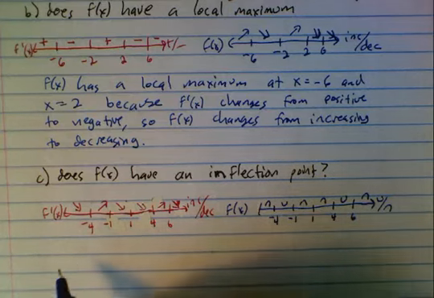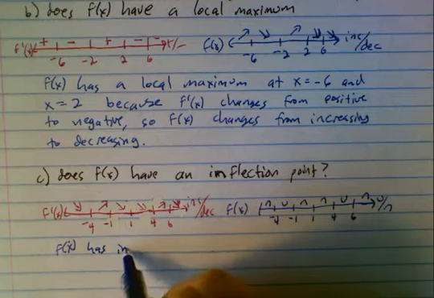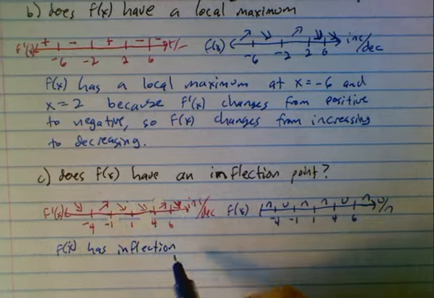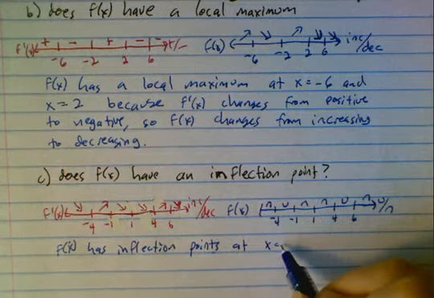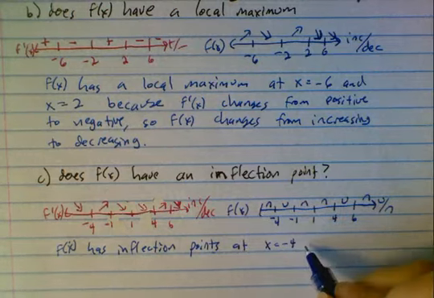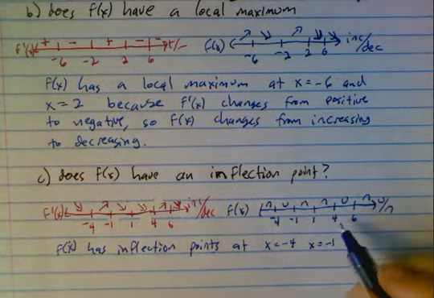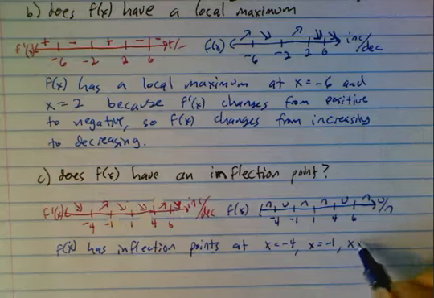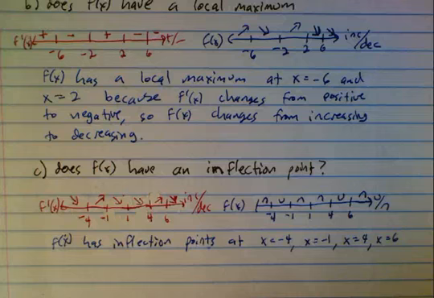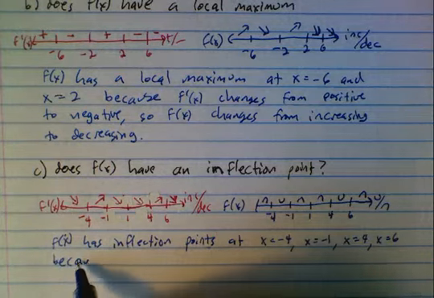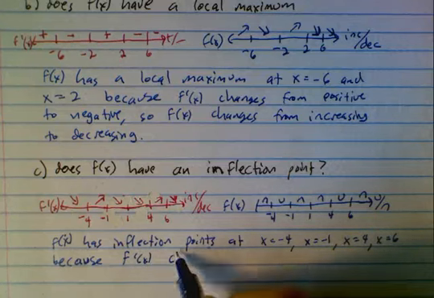So where there are inflection points, f of x has inflection points at x equals -4, switch, x equals -1, switch, no switch in concavity right here, x equals 4, there's a switch, x equals 6, there's a switch, because f prime of x changes direction.